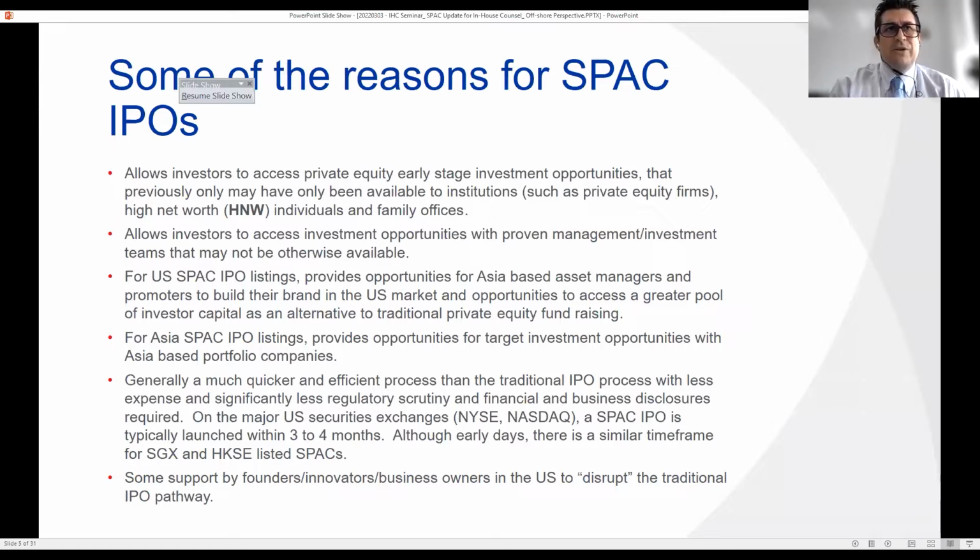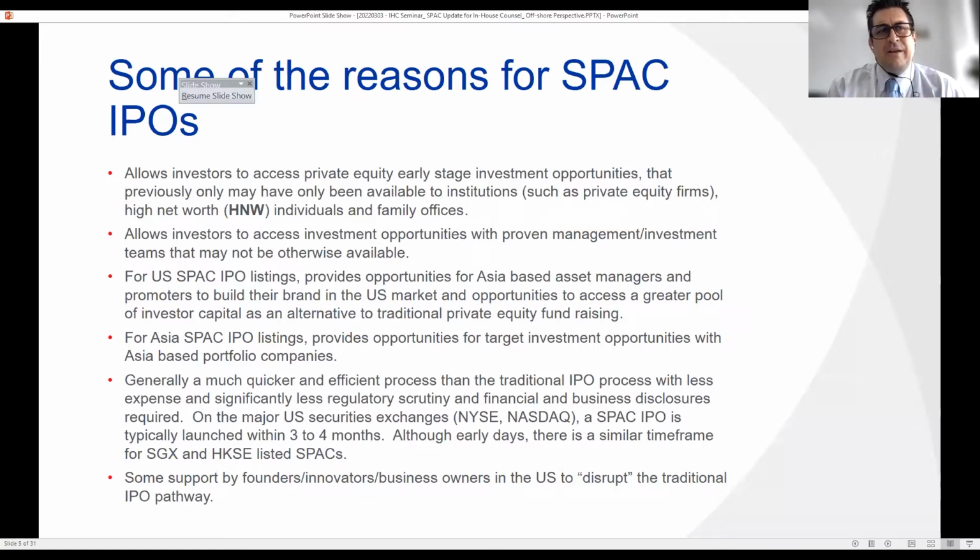We have also seen that it provides investors with an opportunity to participate in an investment strategy that is undertaken by investment teams with a proven track record. Particularly over the last two years, there have been a number of Asia-based asset managers who have successfully set up SPACs, essentially in the US, but a number of those managers are now also looking to launch SPACs on the Hong Kong and Singapore exchanges.